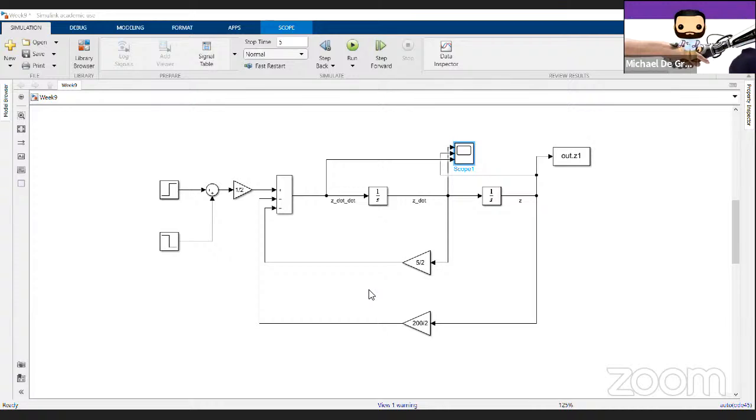I've got x dot dot, which is really z dot dot. Sorry, it is z dot dot. I just, for some reason, can't read that. Yes, I probably need glasses. That's fine. Z dot dot, right?